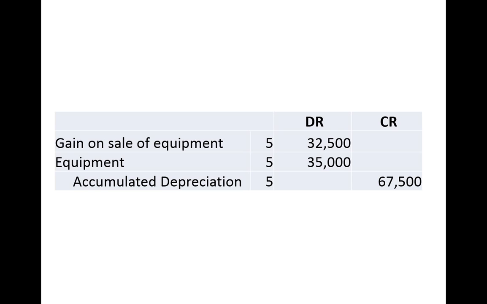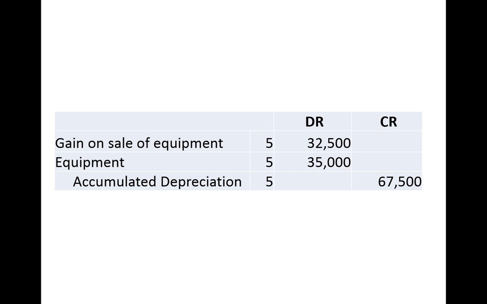The first thing we're going to do is we're going to eliminate the gain on the sale. And we're going to debit gain on sale. The next thing we're going to do is we're going to reestablish the equipment at the original cost. So remember, the equipment is sitting on the sub's records at $190. And what is it going to take to get us to the original cost amount? So we're going to debit the equipment $35,000. $190 plus $35,000 gives us $225.